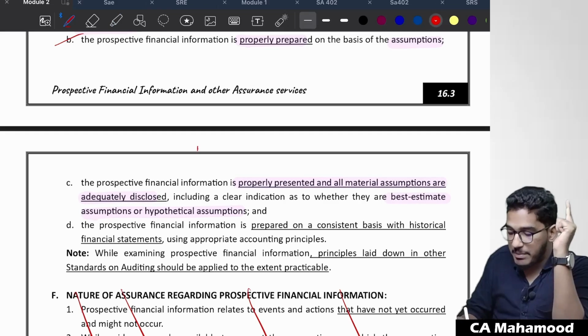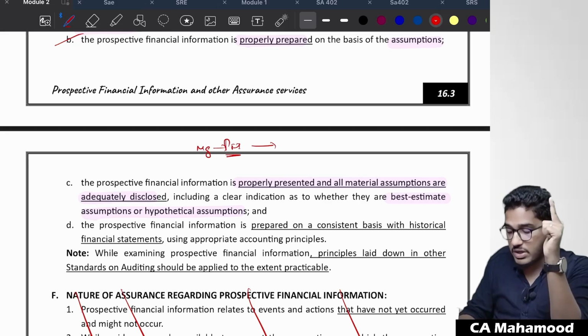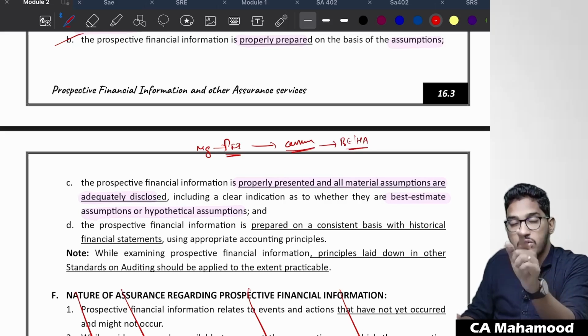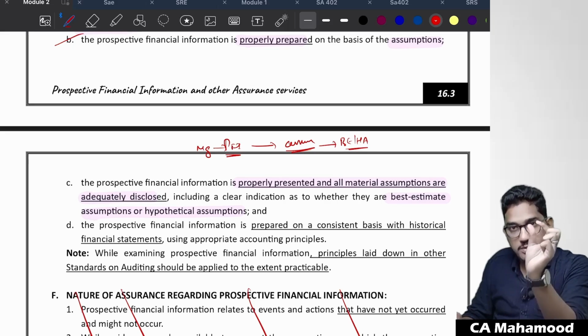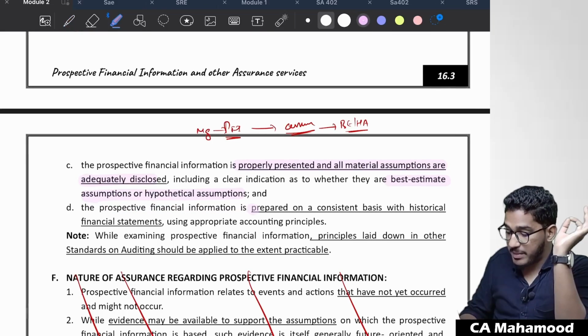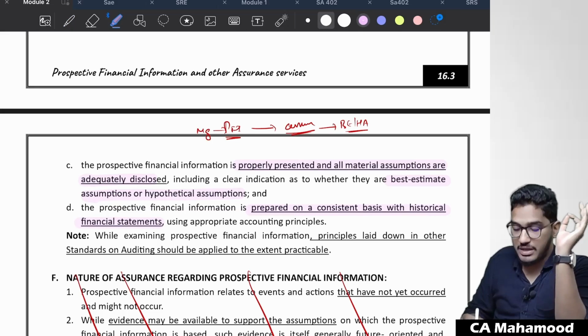And I need to check that the management, while preparing that prospective financial information, should have clearly disclosed what assumptions they have made, and also explained whether those assumptions are best estimate assumptions or hypothetical assumptions. In that prospective financial information only they have to give that disclosure. And the prospective financial information is prepared on a consistent basis with the historical financial statements using appropriate accounting policies.